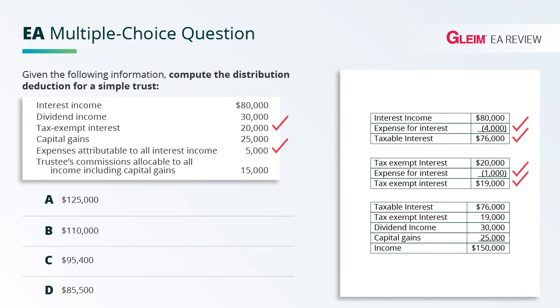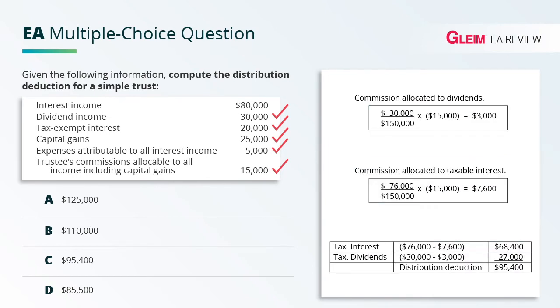So now the next step is to add that taxable interest of $76,000 and the tax-exempt interest of $19,000 we just calculated. We're also going to take $30,000 of dividend income and add that in, and also the $25,000 of capital gain. We add all those together and we get $150,000 of income. So now we have to take that trustees' commissions allocable to all income, including capital gains, of $15,000. Now we're going to be allocating that to dividends and taxable interest, and I'll explain why in a moment.